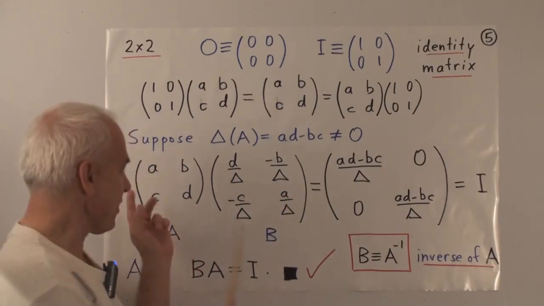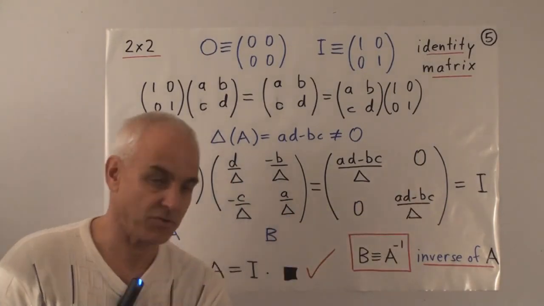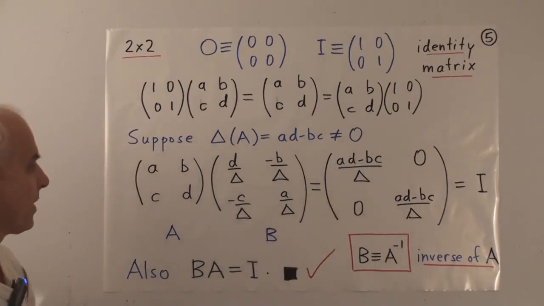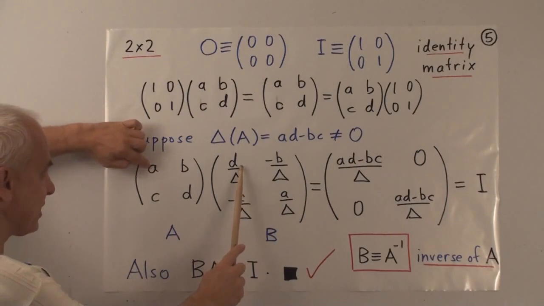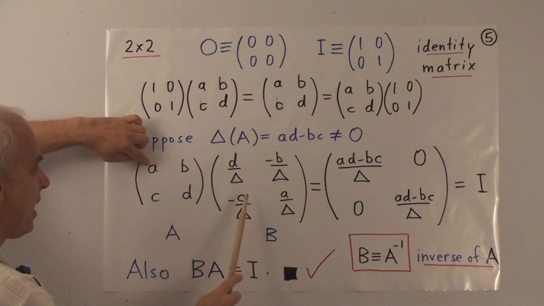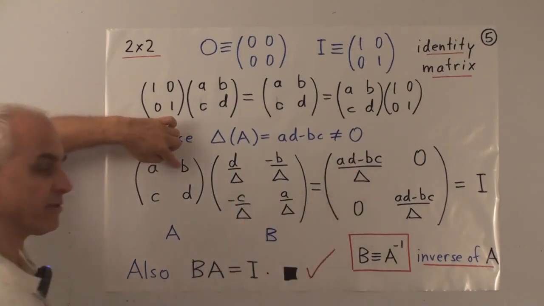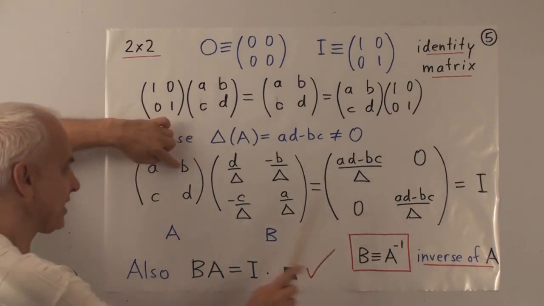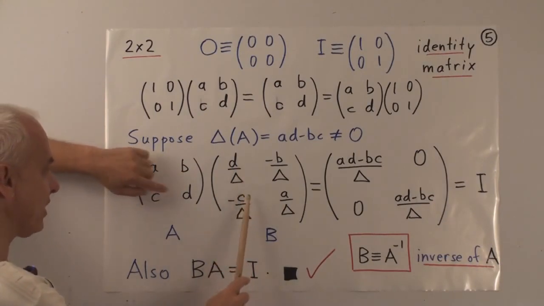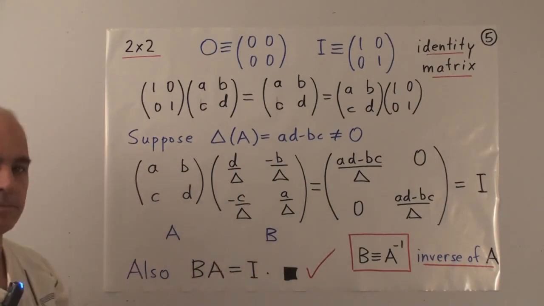And now let me convince you that the product of this matrix times this matrix really is the identity matrix. Okay, it's a very interesting computation. So how do we compute the first column? We take, first of all, this times this plus this times this. Okay, what are we getting? We're getting AD over delta minus BC over delta, so AD minus BC all over delta. And what's the next entry down here? It's this times this plus this times this: CD over delta minus CD over delta. Well, they cancel out, so we get 0.